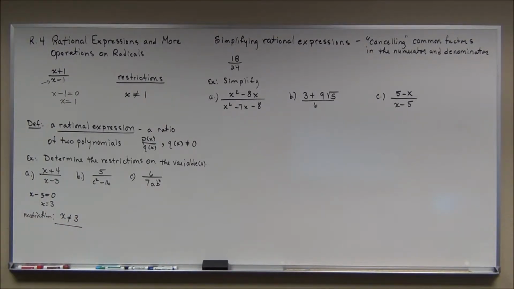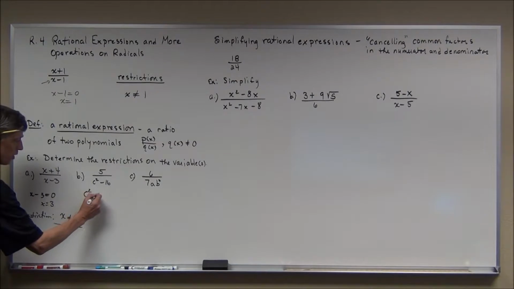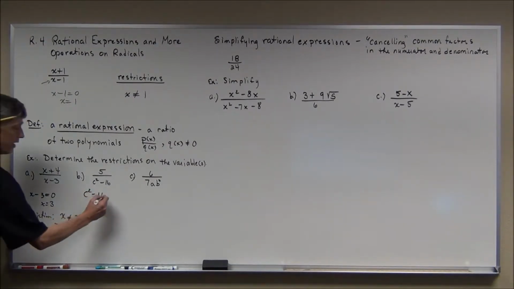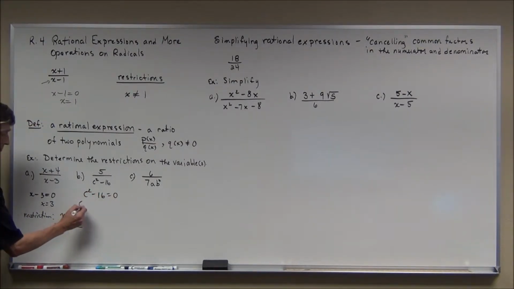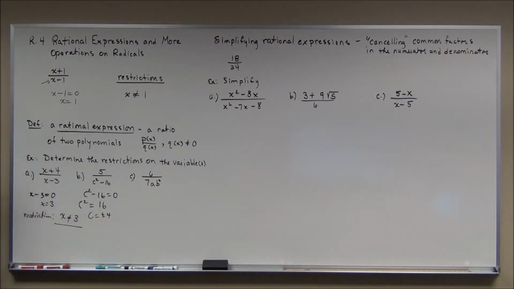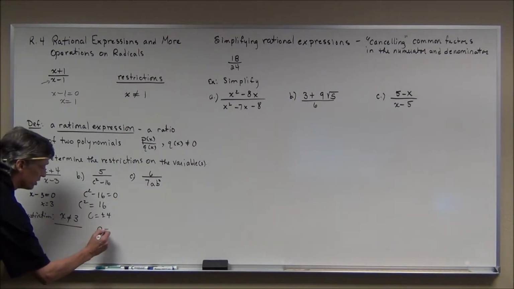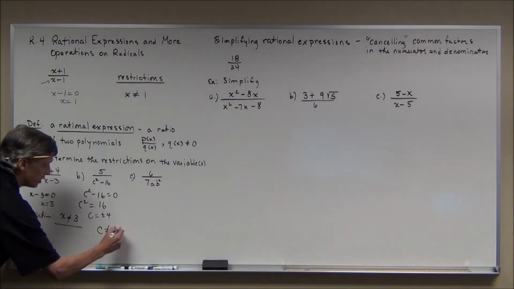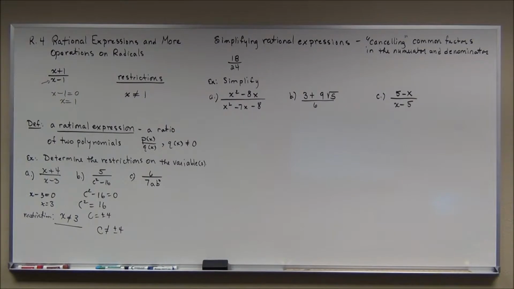Now, if the directions ask for you to find those values that make the denominator 0, then you would say x equals 3. But when they're asking for the restrictions, we use the does-not-equal symbol. My second one is a little bit more complicated. C squared minus 16 is my denominator. If I set this equal to 0, I would get c squared equals 16. I would get c is equal to plus or minus 4. I have two values there that make my denominator 0. So I'm going to list my restrictions as c cannot equal plus or minus 4. If you want to, you can write 4 and negative 4 separately.